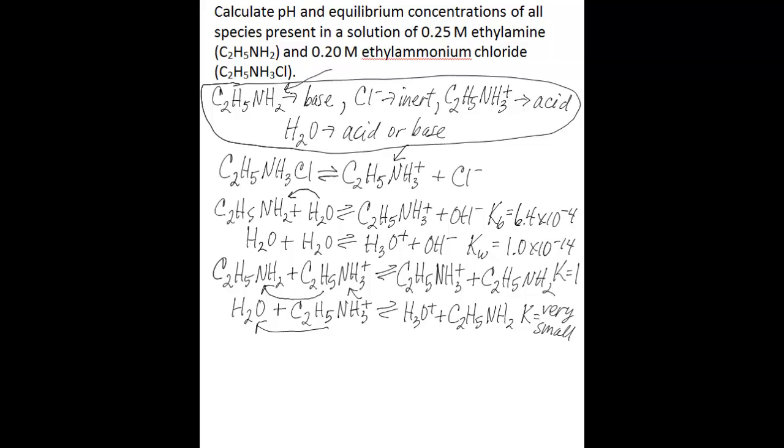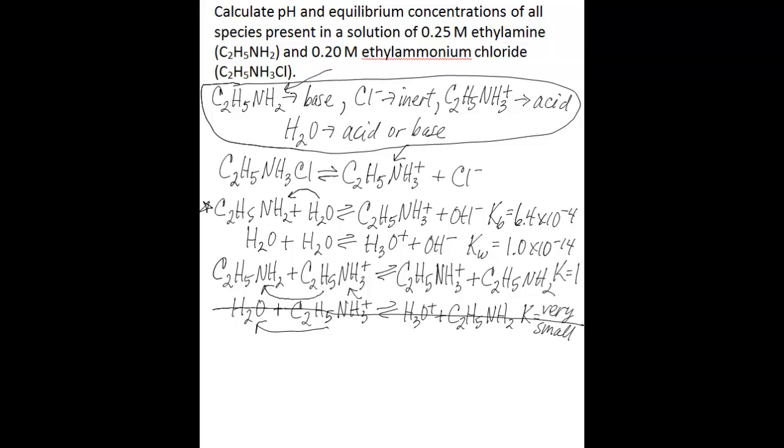And we can rule out this last reaction as the principal reaction because ethylamine is a much stronger base than water. And that is the first reaction here. So that has a much larger Kb value than this last reaction will have. So we can rule that one out as a possibility for the principal reaction.